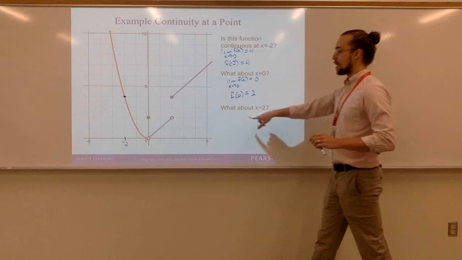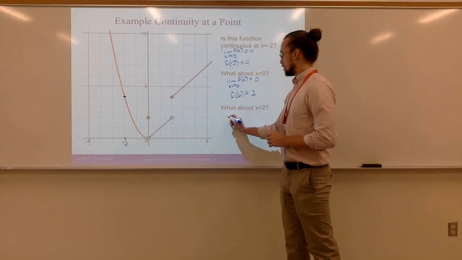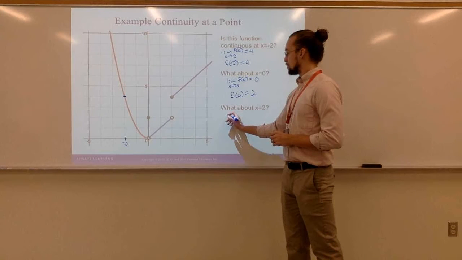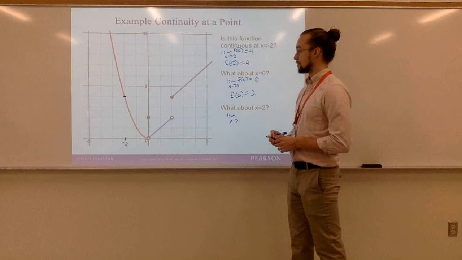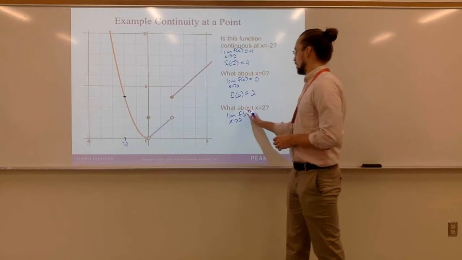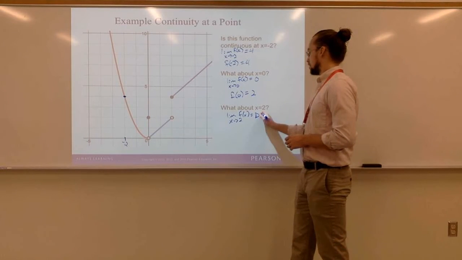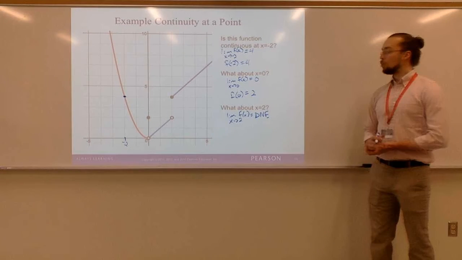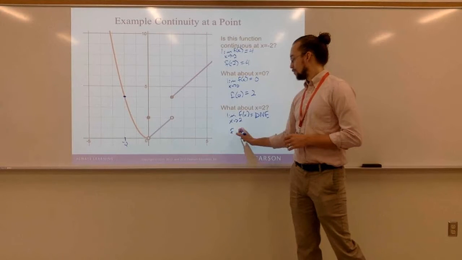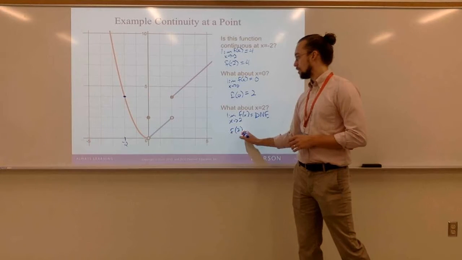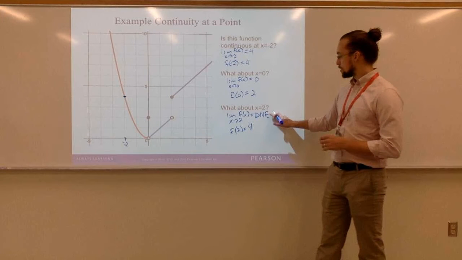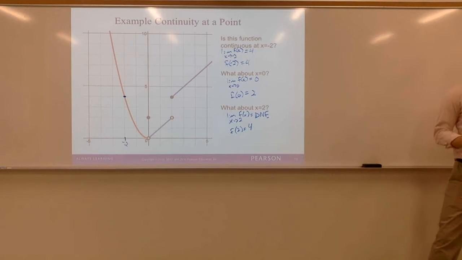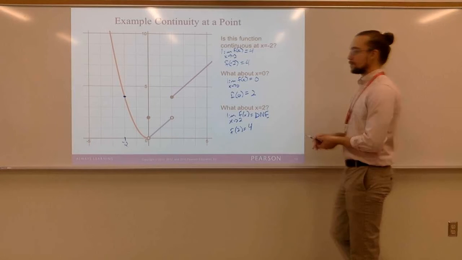What about at x equals +2? Does the two-sided limit exist? No, the two-sided limit doesn't even exist, right? So I can say as x approaches 2, this is DNE. What is f of 2? 4, right? So since those two values are not the same, this function is not continuous.